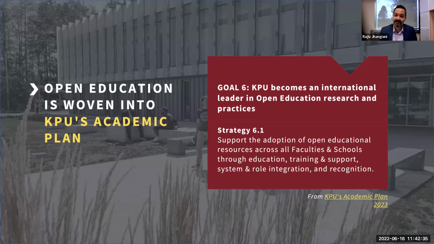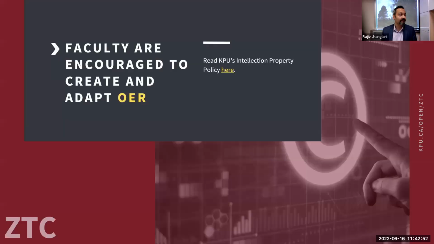One illustration of this is KPU's academic plan, which went from 2018 until 2023, we're still in the middle of this. It outlines 9 broad goals for the institution. And I'm proud to say that one of those goals, goal 6, as you can see, centers on KPU becoming an international leader in open education.